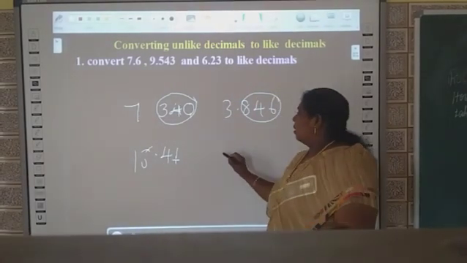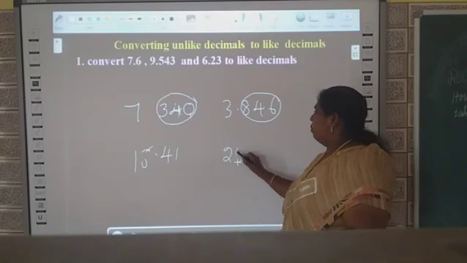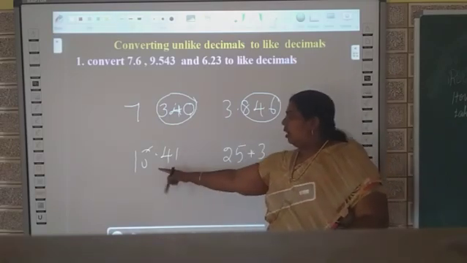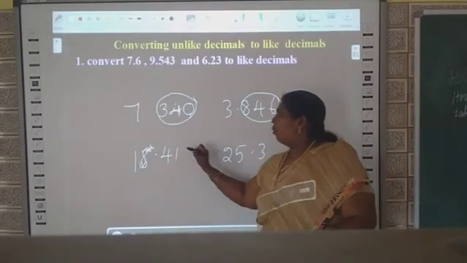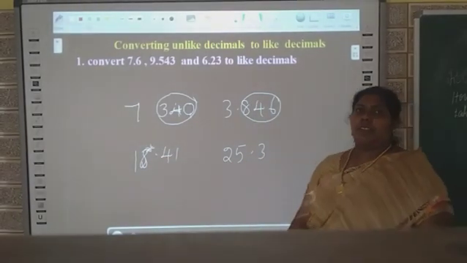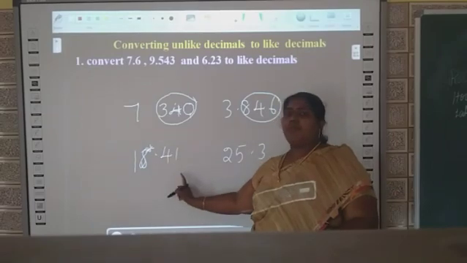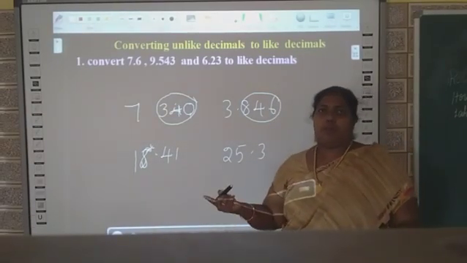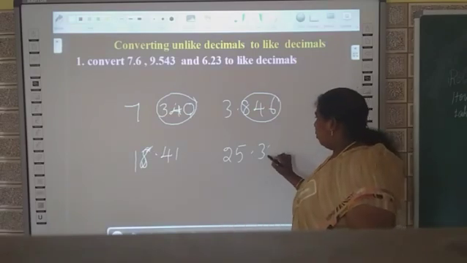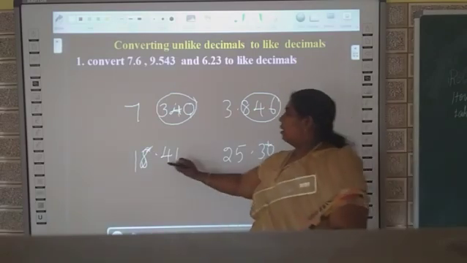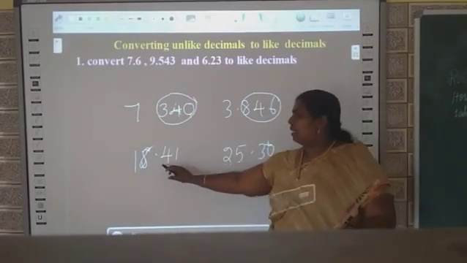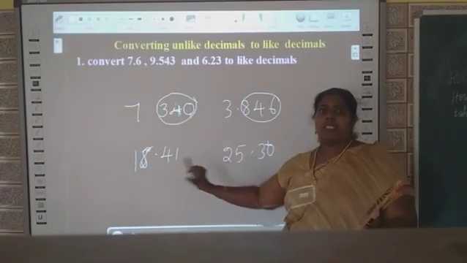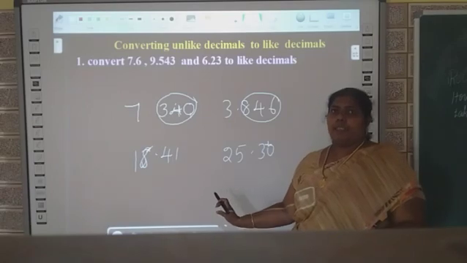Next numbers, see: 18.41 and 25.3. Here 18.41, here 25.3. After the decimal, here two numbers, right? Here after the decimal only one number. So where do we need to put a 0? Here. Now they are like decimals. After the decimal it is the same: here 2, here also 2. So these two decimals are now like decimals. Understand?